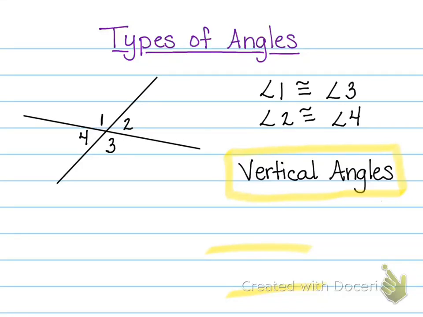We're going to talk a little bit about some types of angles. So the first one we're going to talk about are vertical angles. I have two lines crossing over each other, and they make four angles, and I've labeled them 1, 2, 3, 4.